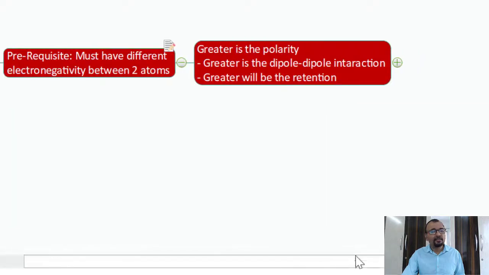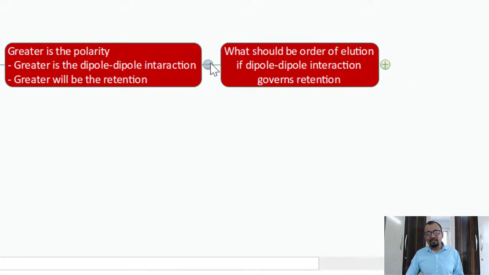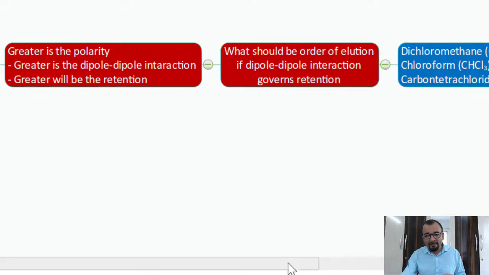Here it is on the screen. The greater the polarity, the greater the dipole-dipole interaction, and hence the greater the retention of the molecules. So the polarity of your compound is what determines the degree of dipole-dipole interaction. So what should be the order of elution if dipole-dipole interaction is governing the retention of your compounds?